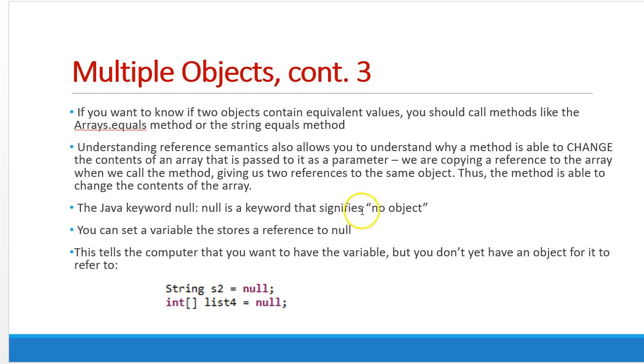Java null. Null is no object, so just like we have strings that can be null, which is the same as doing quote quote. Okay, this integer list is null. Now, I don't think you can do quote quote for that though. You're going to have to use null, or I believe you can use an open bracket, close bracket as well to be the equivalent. I'm not 100% sure, but I believe so.